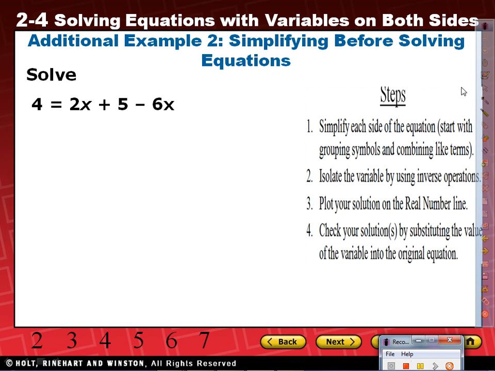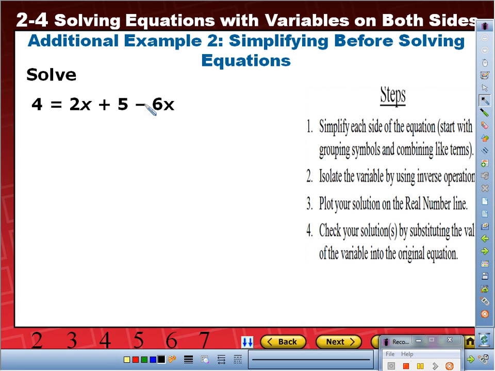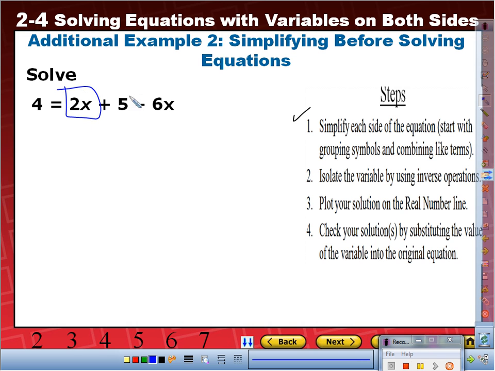Here it goes, step by step. Let's do this. If you missed the steps, here they go. Step 1, simplify. Can we simplify any grouping symbols? No. Combining like terms? Yes, right here. So I'm going to combine 2x and negative 6x. That becomes negative 4x. I bring down the plus 5, the equal sign, and the 4.